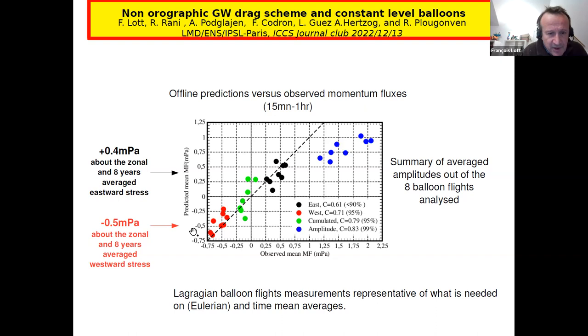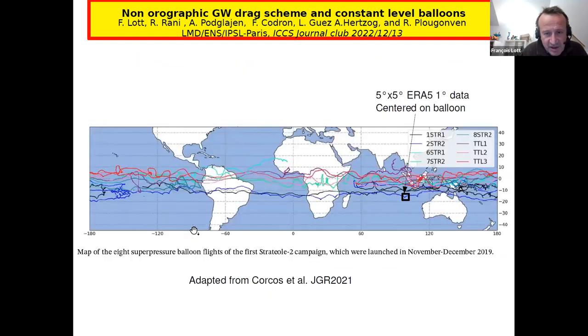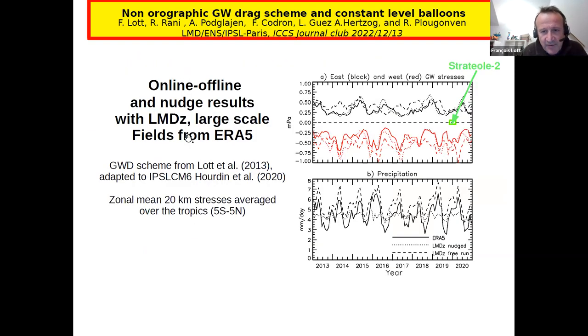What I put here are the values of averaged momentum flux, averaged in the eastward direction and in the westward direction. And you see, it is also around minus 0.5, but here you have 8 years of models or ERA5 analysis averaged zonally.